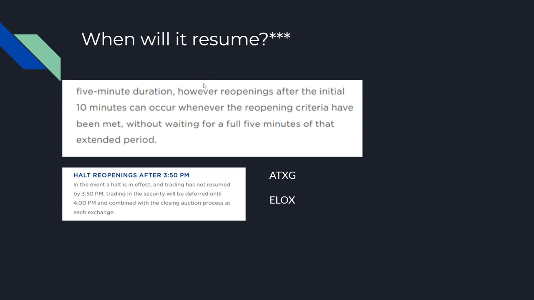You can know based on the gap and the indication, you can, I guess, do the math, but it's really a lot of effort. It's better just to be prepared, I would say. And the other thing, if something's halted and it doesn't resume before 3:50, it will resume at 4. So two examples of this one.